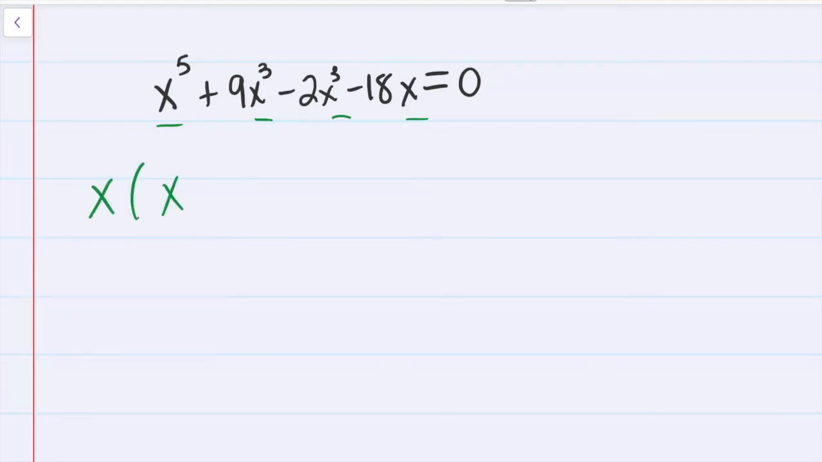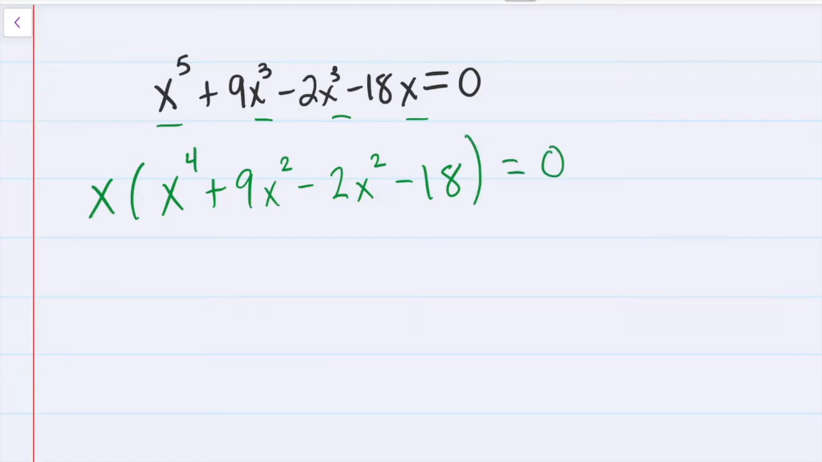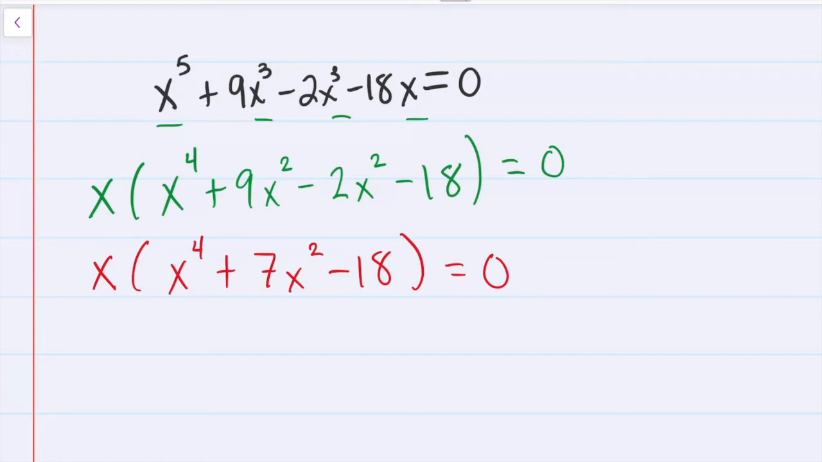That will make that x to the power of 4 plus 9x to the power of 2 minus 2x to the power of 2 minus 18. And parentheses, that equals 0. Now, what do you notice about this squared and this squared? Aren't they together? So couldn't I just combine them as well? So could I say it's x parentheses x fourth plus, what's 9 minus 2? That's a 7x squared minus 18, and that equals 0.